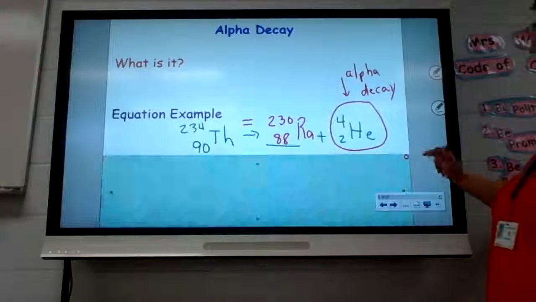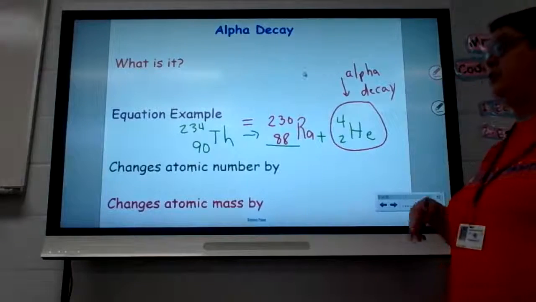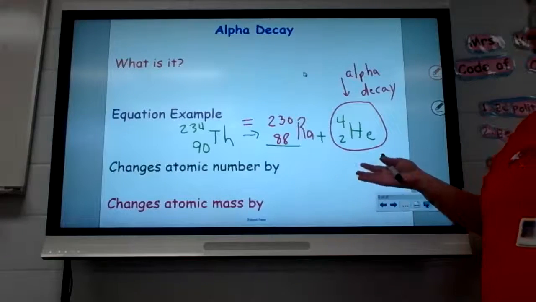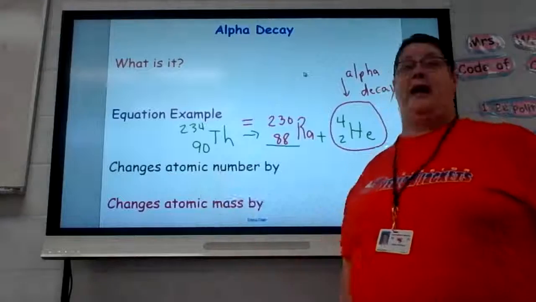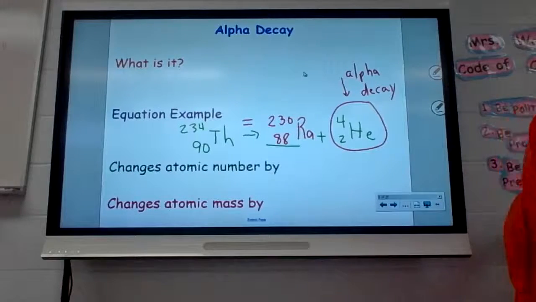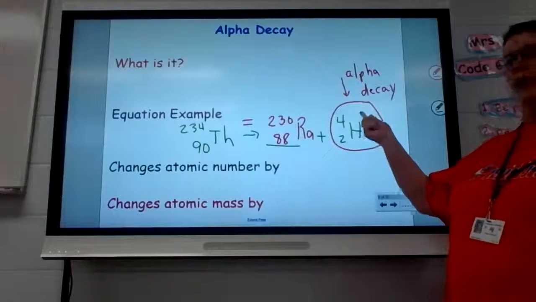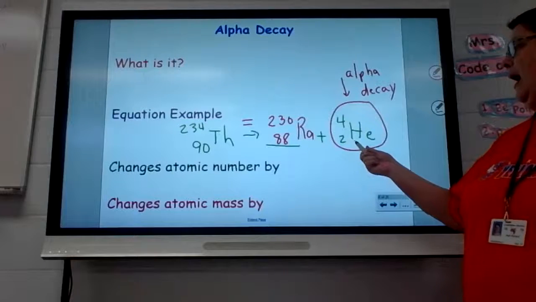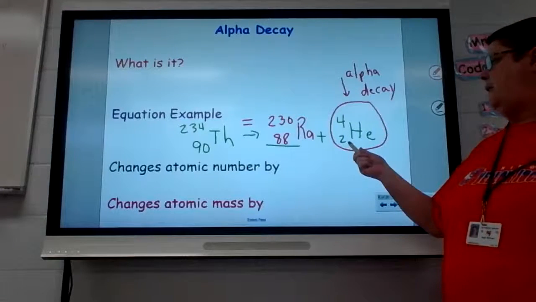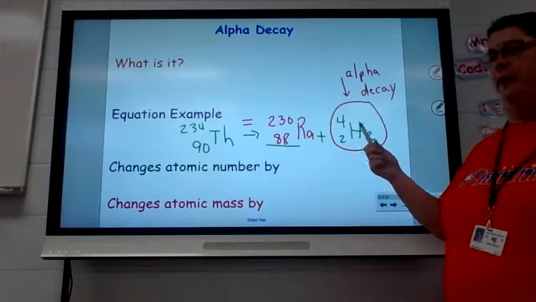Now, they might not ask you to write the equation. They might ask you how much alpha decay changes atomic number or atomic mass. So, this is based on what alpha decay is. It's based on the definition. All right? Well, alpha decay is a helium nucleus, right? So, how much does the atomic number change by?